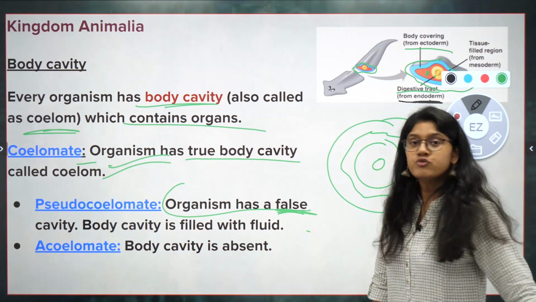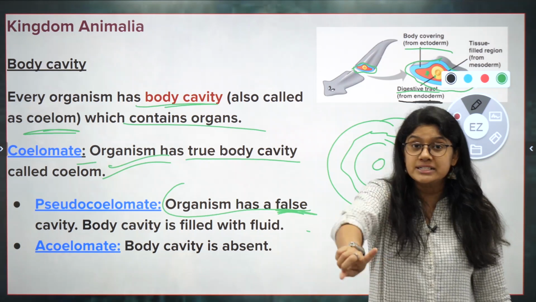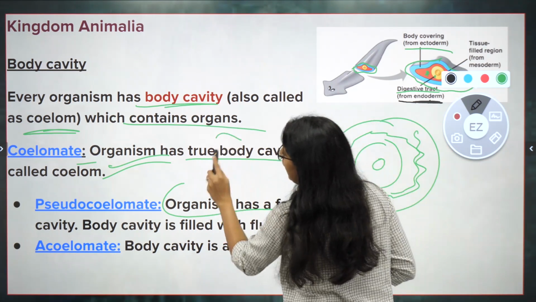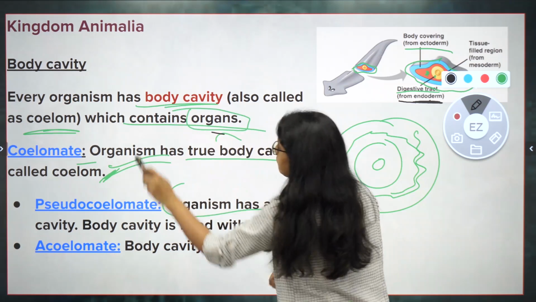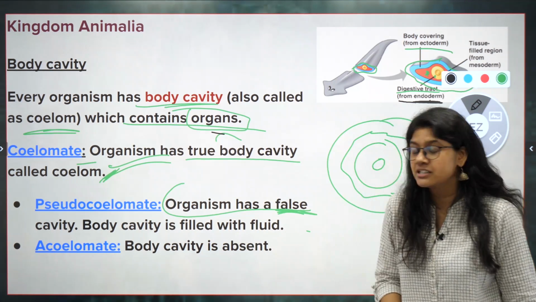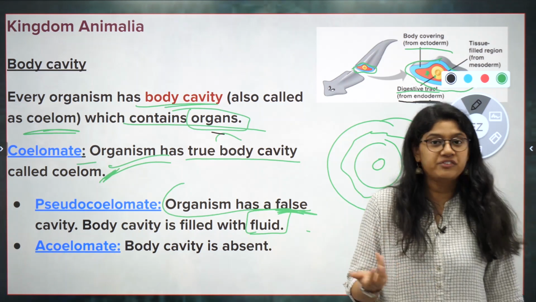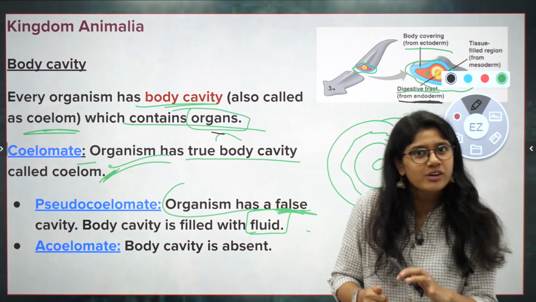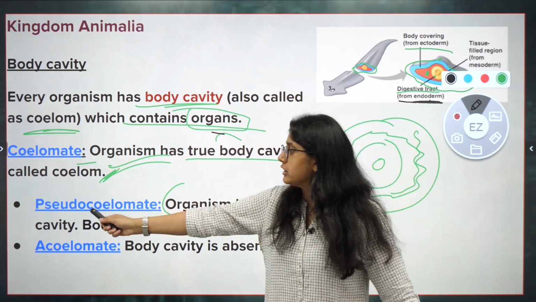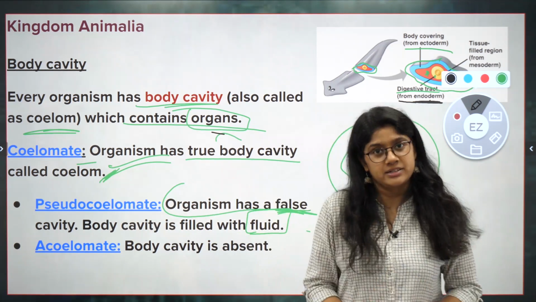It's a false cavity. It should have organs. We have studied that it should have what? Organs. But what it has? It has fluid. So it is trying to make us fool. But yeah, we are very smart. We will not be fooled, right? So we will call them the pseudo-coelomate.